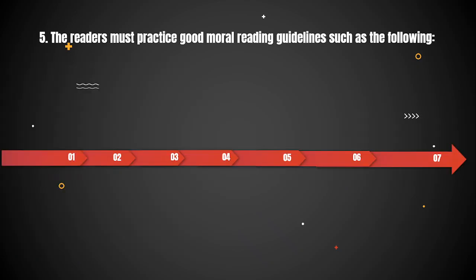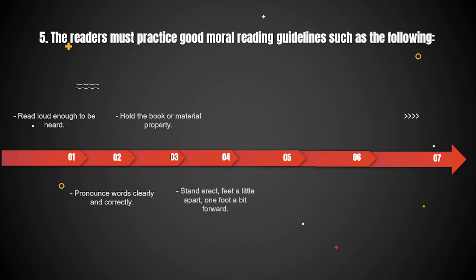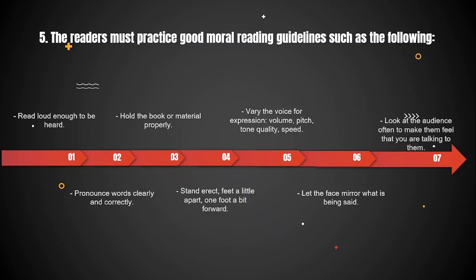Next, the readers must practice good oral reading guidelines such as the following. Read loud enough to be heard. Pronounce words clearly and correctly. Hold the book or material properly. Stand erect, feet a little apart, one foot a bit forward. Vary the voice for expression, volume, pitch, tone quality, and speed. Let the face mirror what is being said. Look at the audience often to make them feel that you are talking to them.